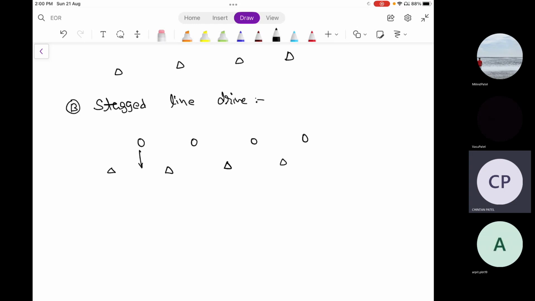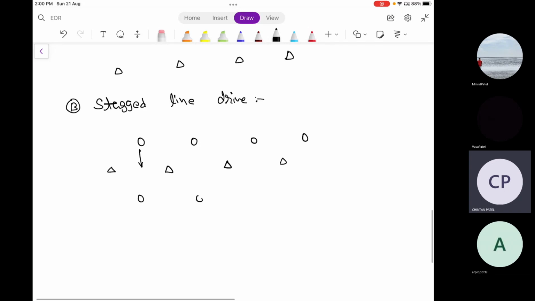Okay, so something like this. In the next line again, in a particular column, if I have an injection well, then the entire column contains the injection well itself. And if it is a production well, then the entire column contains the production well.